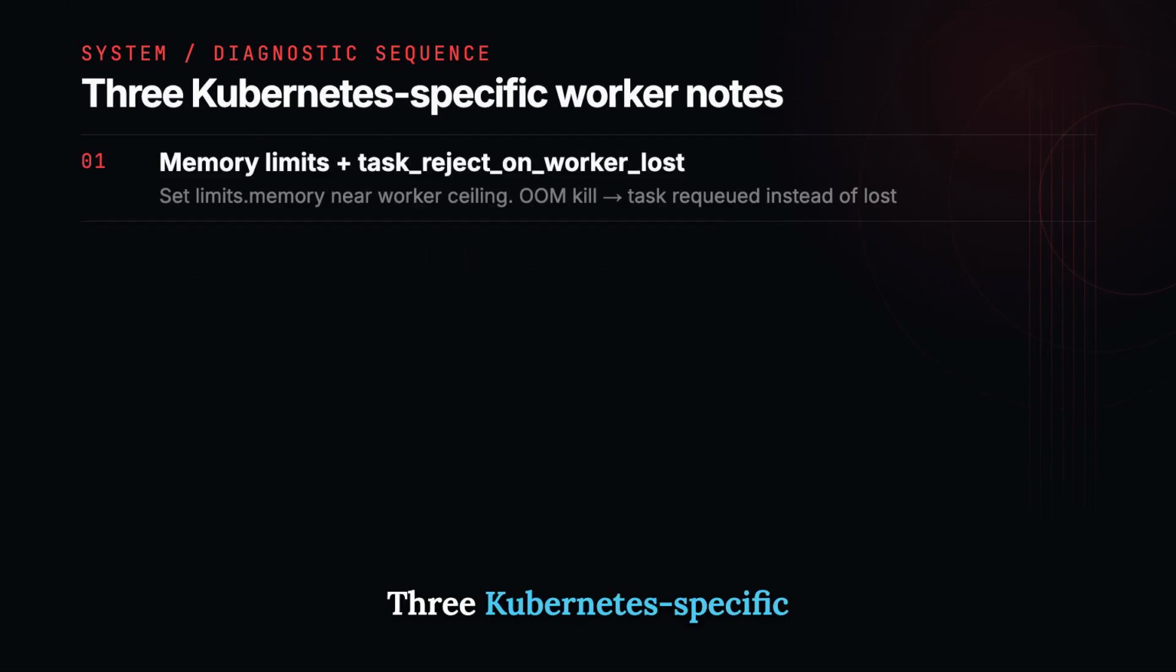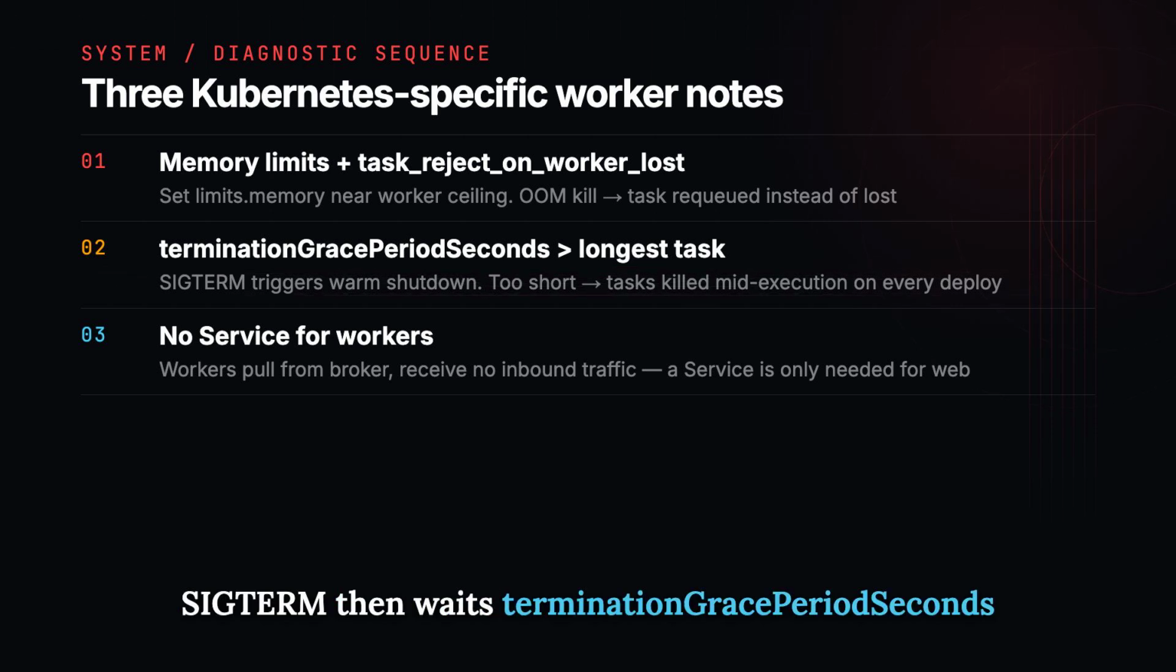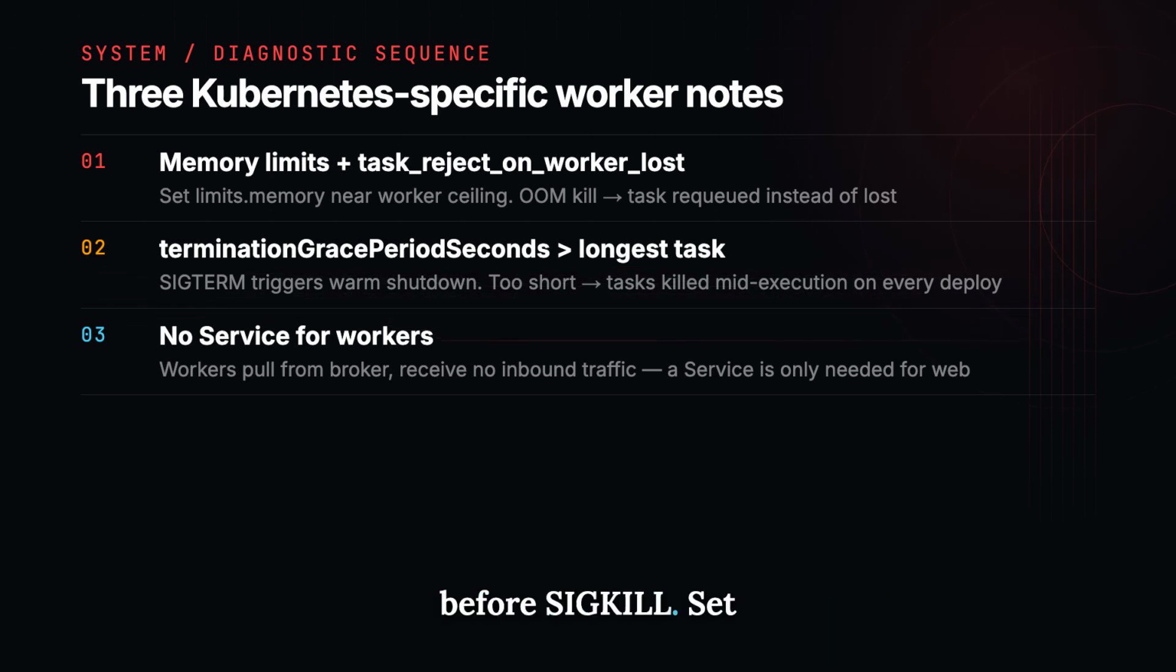3 Kubernetes-specific notes that apply to Celery workers. First, set memory limits close to the worker's real ceiling and combine it with task_reject_on_worker_lost equals true so in-flight tasks are requeued rather than lost on an OOM kill. Second, Kubernetes sends SIGTERM, then waits terminationGracePeriodSeconds before SIGKILL. Set this above your longest task duration or tasks get killed mid-execution on every rolling deploy.